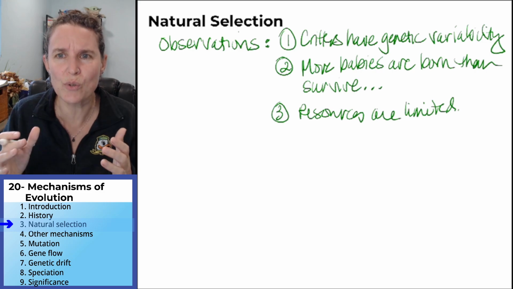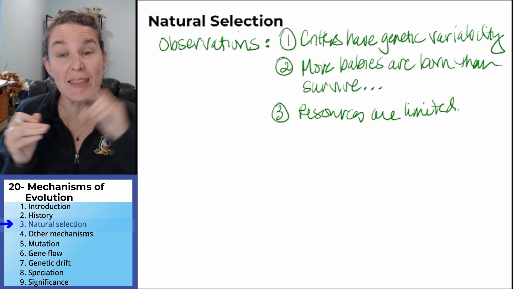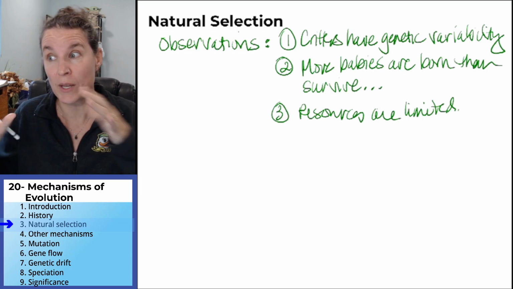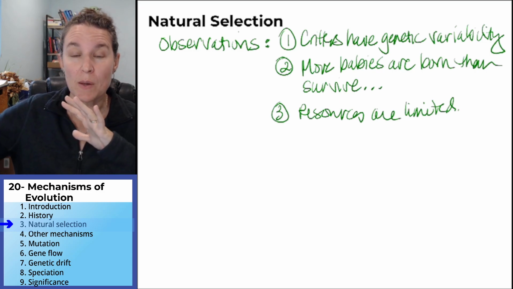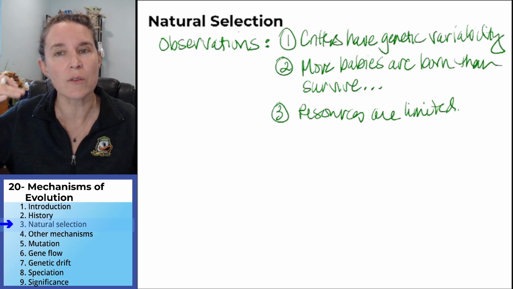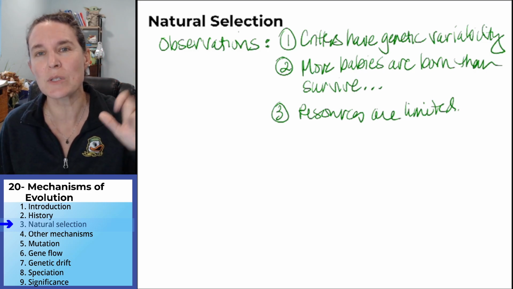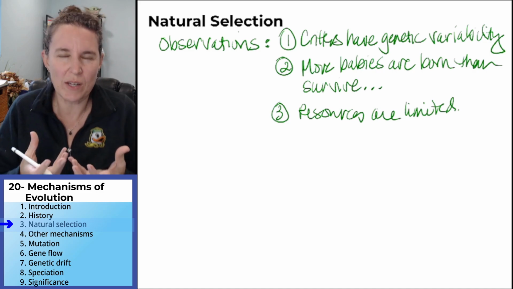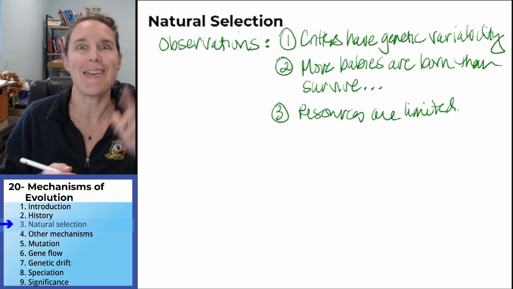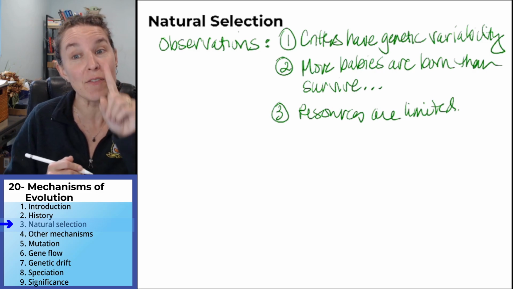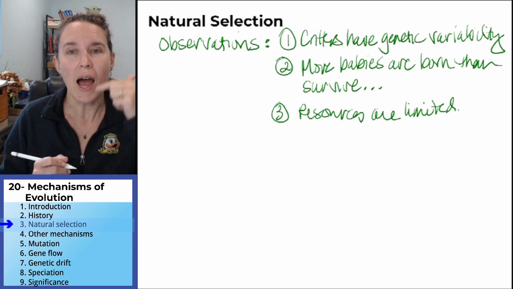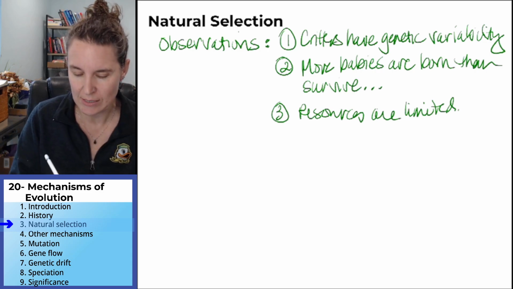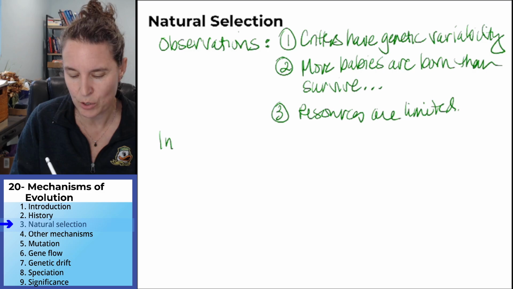Those are true observations. And these are things that Darwin, with all of the reading that he was doing and all the learning he was doing and the things that he was observing in the world around him, these are the observations that he sort of boiled it all down to. And then he said, okay, if those are all true, I can draw some inferences. I can draw some conclusions.